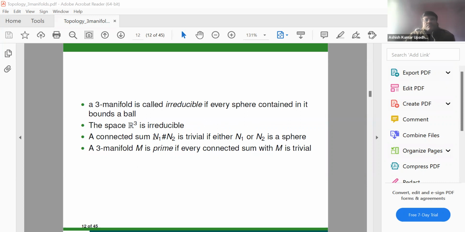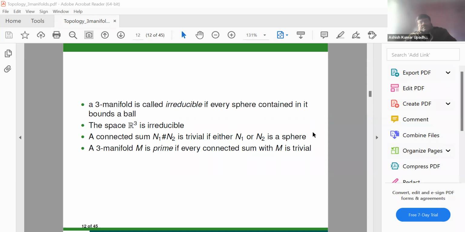A connected sum N1 and N2 will be called trivial if either N1 or N2 is a sphere. So that is what I was saying, that after cutting along separating spheres, we want to arrive at a situation where the manifold in hand has no spheres, and if at all I take its connected sum, the other component will be a sphere. In this case, the sphere will be the three sphere.